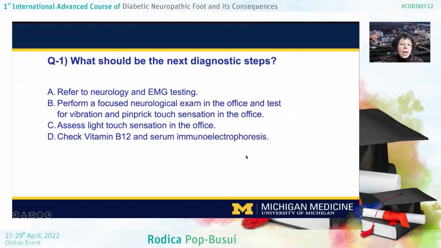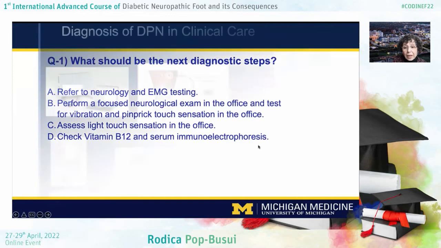So in your office, if you would see such a person, what would you do next? And I understand now from Professor Ariel that questions cannot be answered as we speak. So anyway, here are the questions. Would you refer to neurology? Would you perform a focused neurological exam, assess light touch, or check B12 and serum electrophoresis, for instance?